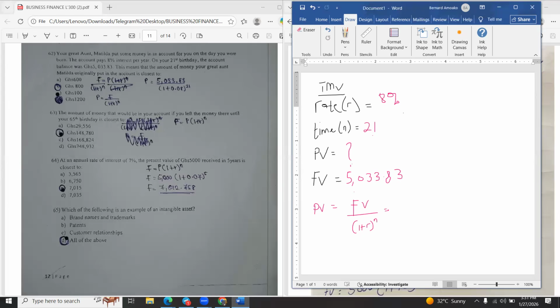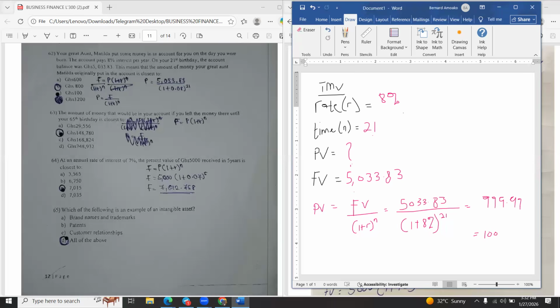All right. So it will be 503.83 all divided by 1 plus 8% raised to the power the number of years I have spent on earth, which is 21 years. Now this is going to give you 999.9999997 or so, meaning that when you round it off, you're supposed to get 1,000.